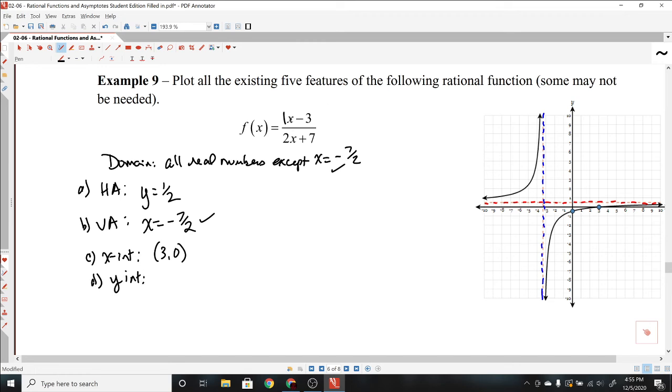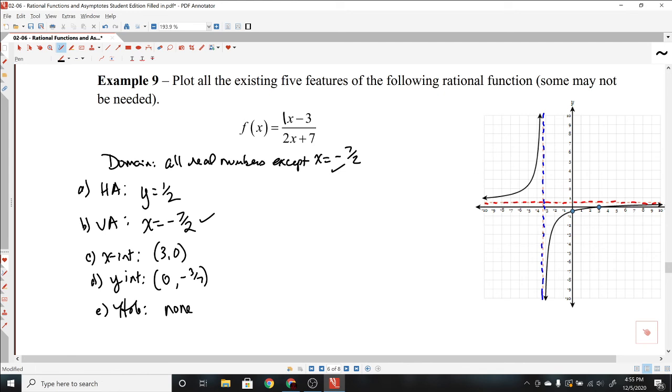Y-intercept, plug 0 in for x, we just get -3/7. Now this is what it says up here. It says on Delta Math, if it's not an integer, then just get as close as you can. So -3/7, I put in between. It's about half, -1/2. So I put that value in. And hole, there's none because there's no common factor in the numerator and denominator.